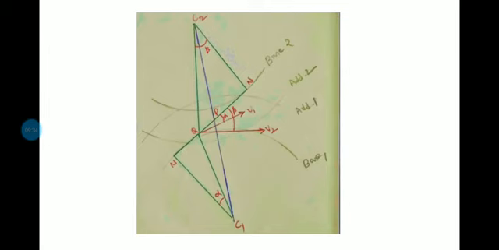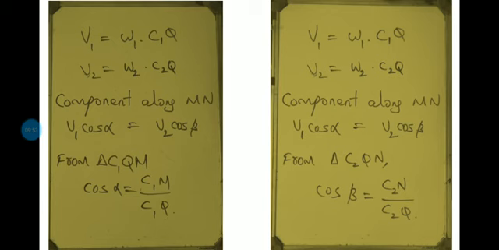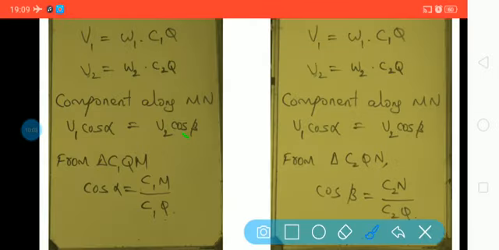Next, what we require is the component along MN. What is the component along MN of V1? V1 is inclined at alpha to MN, therefore the component will be V1 cos alpha. Similarly, the other component will be V2 cos beta. To maintain the contact, both these components should be equal. Therefore, V1 cos alpha equals V2 cos beta.